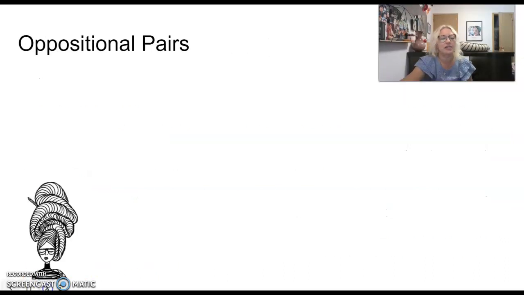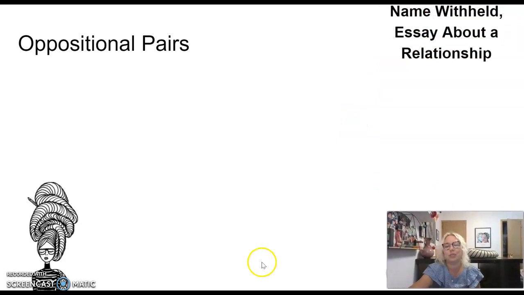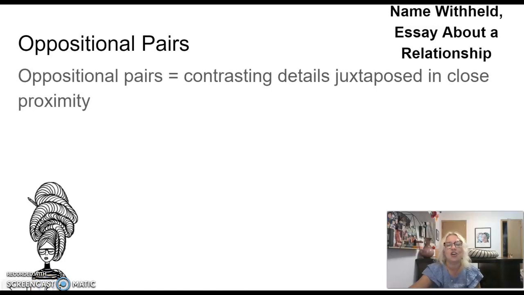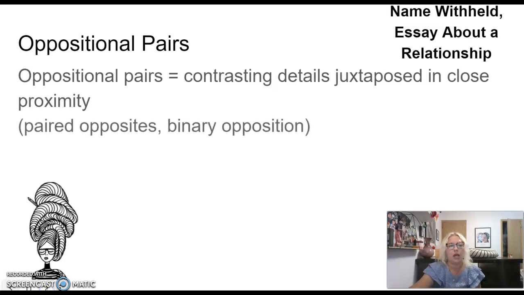All right. The last example I want to include is of oppositional pairs. Oh, this is kind of a term I use. I don't know what the best term is to use. You can use a bunch of different ones to describe this, but oppositional pairs are contrasting details juxtaposed in close proximity. In other words, they're opposites that are right next to each other. Okay? You could call them paired opposites, or you could even use the term binary opposition if you wanted to. That has a little bit more to do with sociology than literature, but it sounds real good, I think.